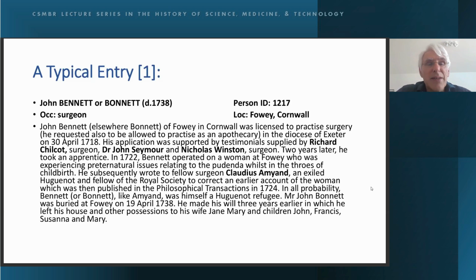In this case, as I say, the first thing that we know about this man is that he was licensed to practice surgery. And medical licensing, as I'll mention later, is a key feature and a key source of information in those dioceses and other church groups where that information has survived. And they're particularly useful because the application, as you can see in this case, was supported by testimonials, which not only give us the names of other practitioners, but also potentially indicate networks of supportive practitioners. And as you'll see, one of our practices is to highlight the names of anybody else who is also going to appear in the register. Hence Chilcot, Seymour, and Winston in this case, and later on Claudius Amyand.